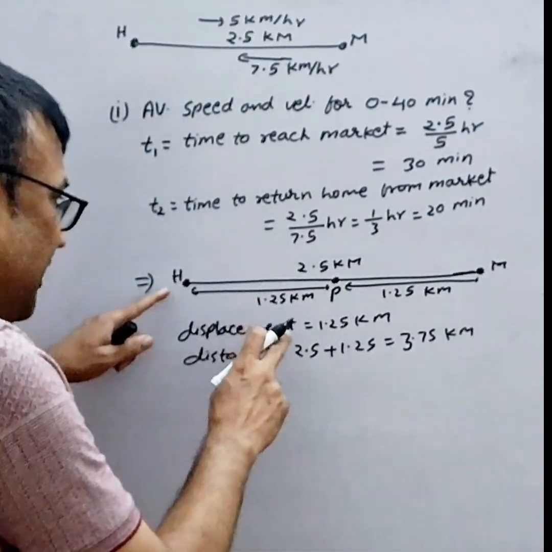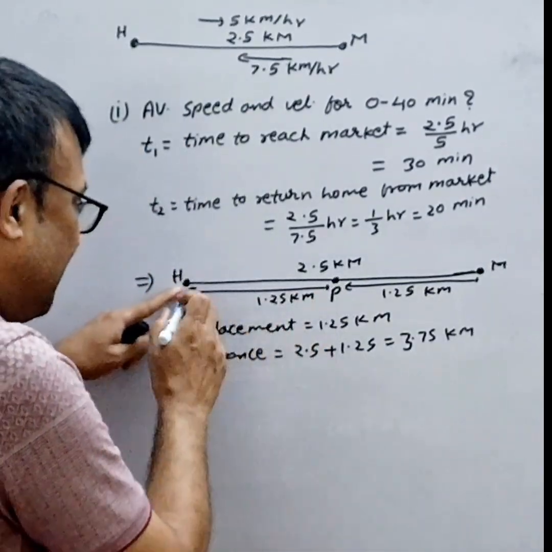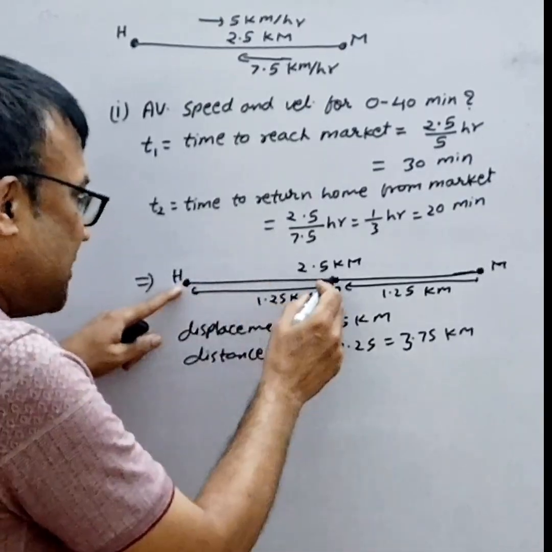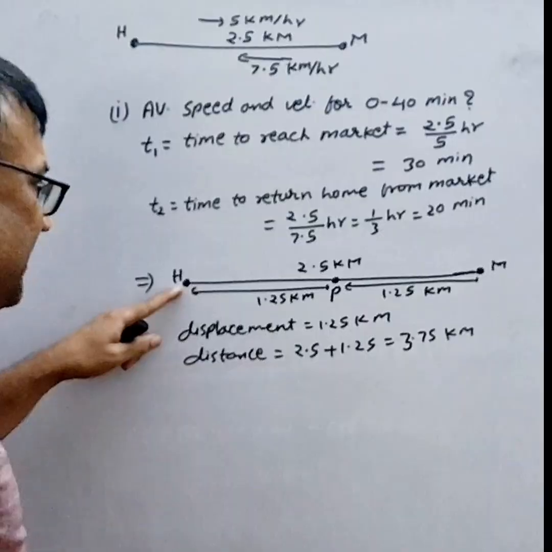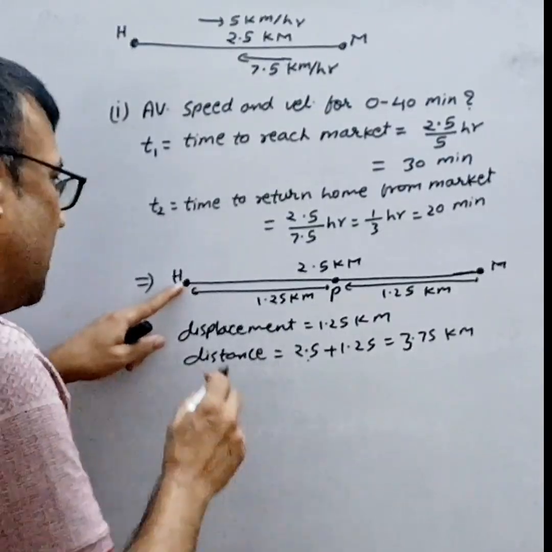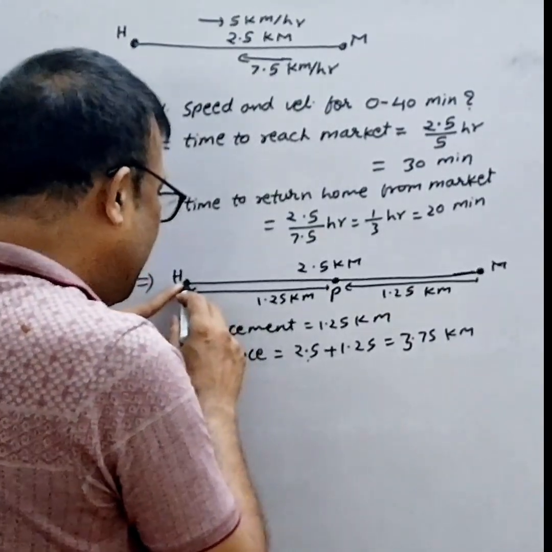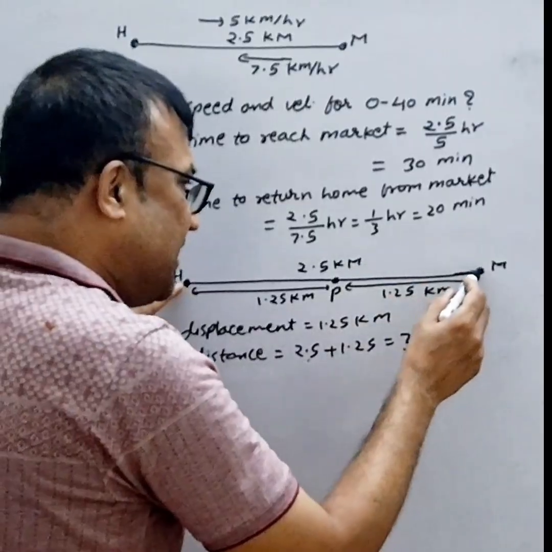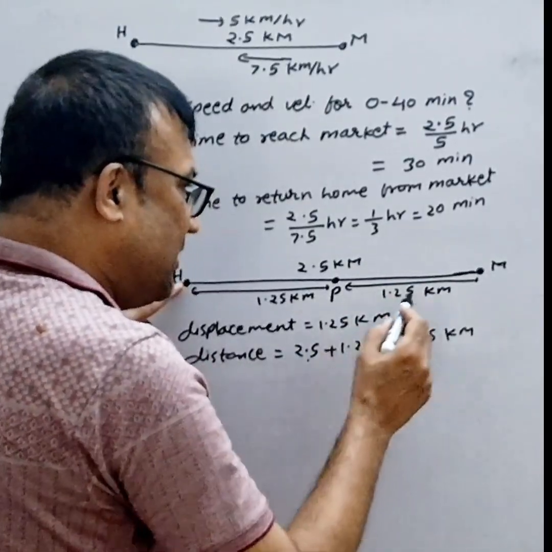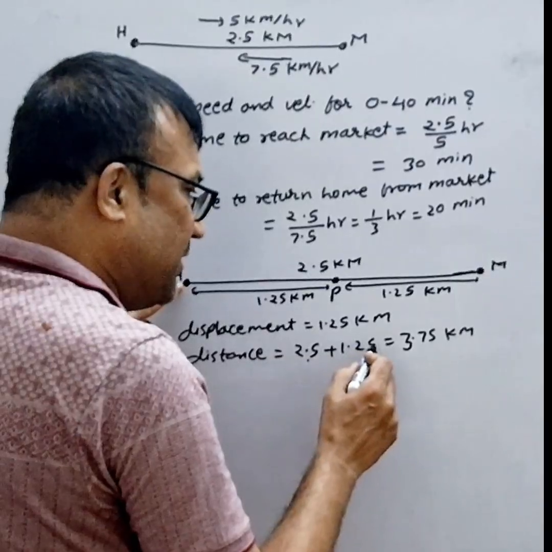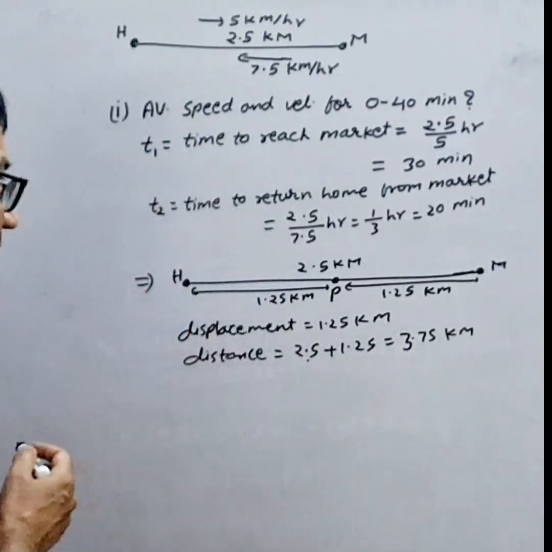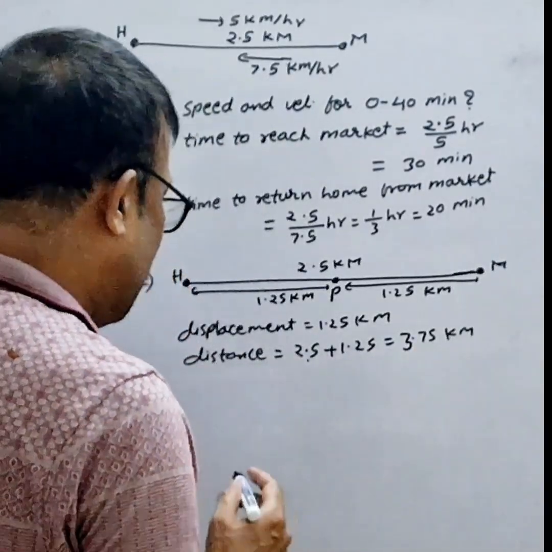So displacement during the first 40 minutes will be distance between H and P, which is 1.25 kilometer. So displacement is 1.25 kilometer. And distance covered in first 40 minutes will be distance of H and M, which is 2.5 kilometer, and distance of M and P, which is 1.25 kilometer. So the total distance covered will be 3.75 kilometer.